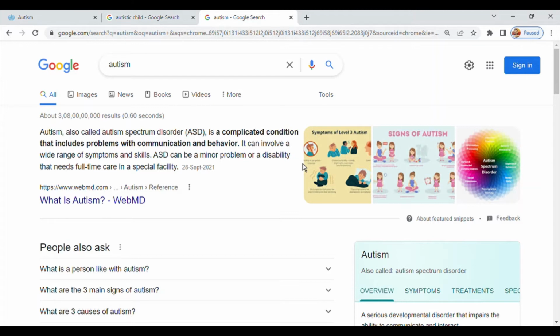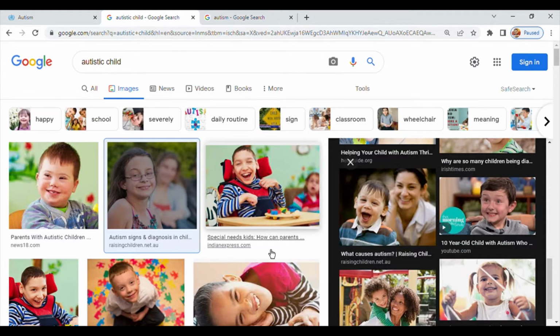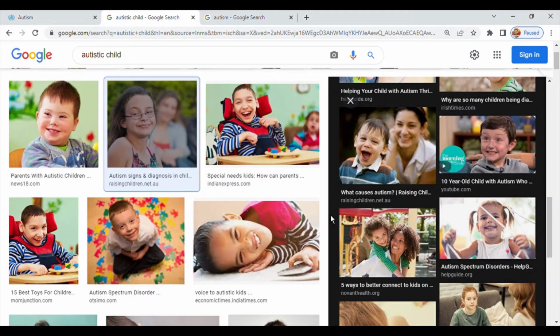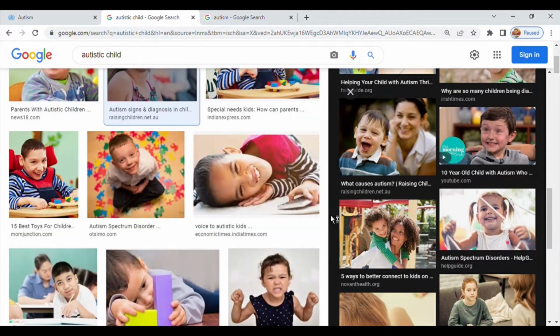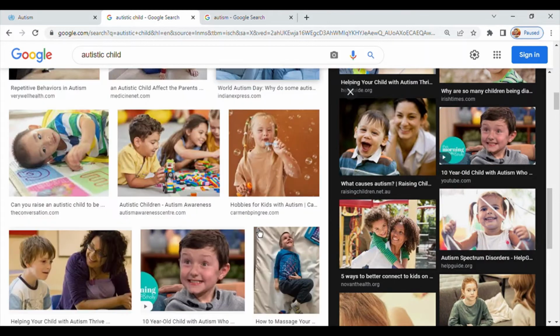Autism spectrum disorder involves a wide range of symptoms and skills. It is a minor problem, but people with autism should be well taken care of. You can see that between children with autism and children without autism, there is a slight change in the face.